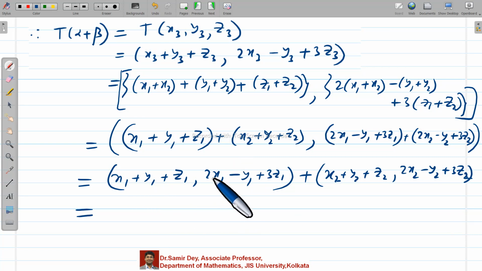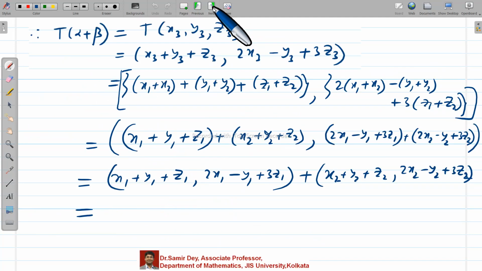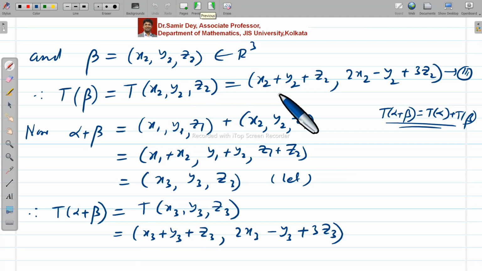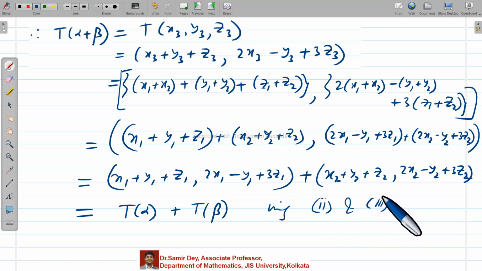Basically from equation number 2. What is equation number 2? Please check. Equation number 2 is coming T alpha. This expression is T alpha, isn't it? So you can write down T alpha from this one. You just check, this one is T beta. So T beta, you can write down using 1, 2 and 3 conditions.